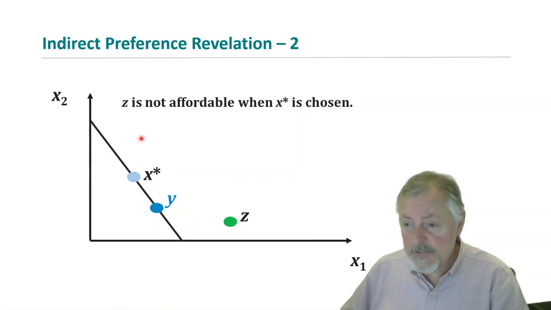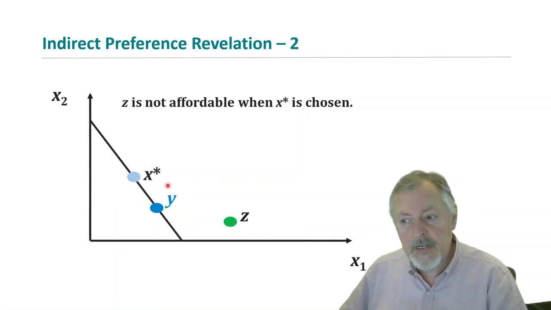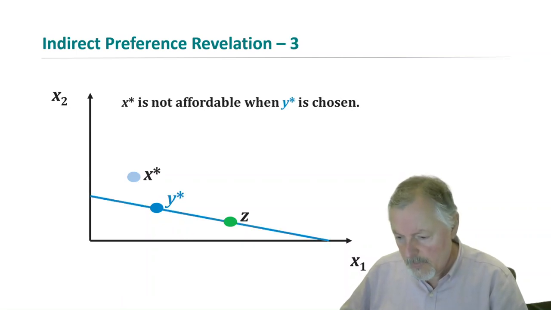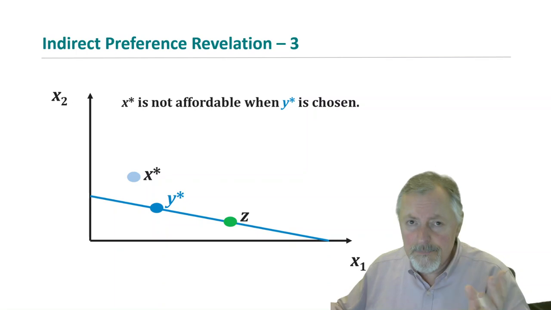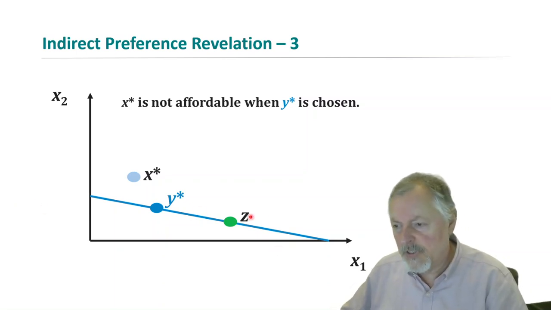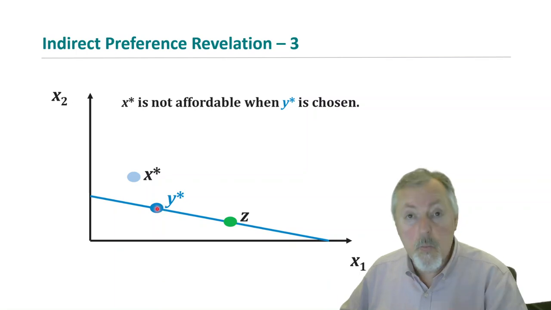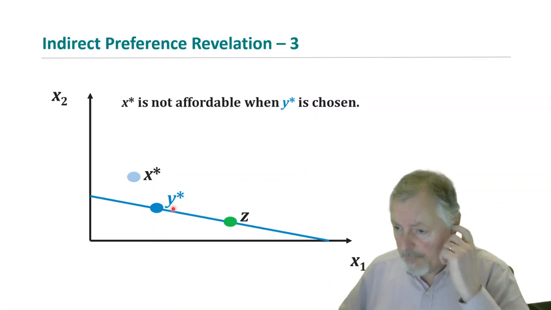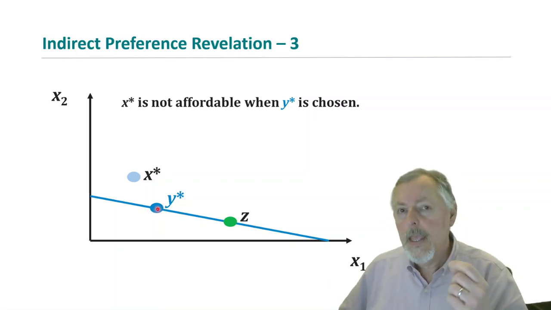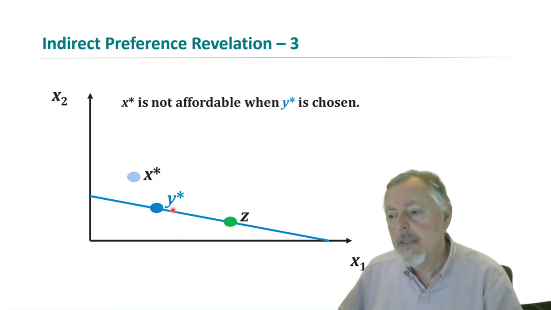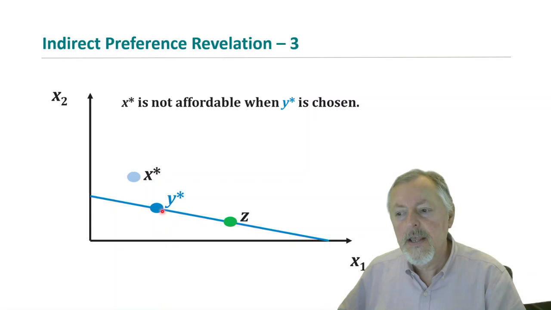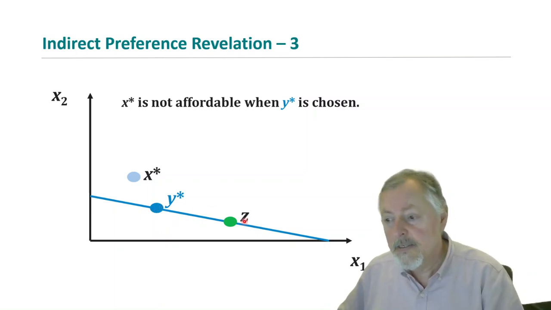So, in this case, you're showing that X is directly revealed preferred to Y. Now let's say prices and income change, so now this is your budget line. You pick Y. That's what the little star means. And when you picked Y, Z was affordable. That tells us that you directly reveal you prefer Y to Z.